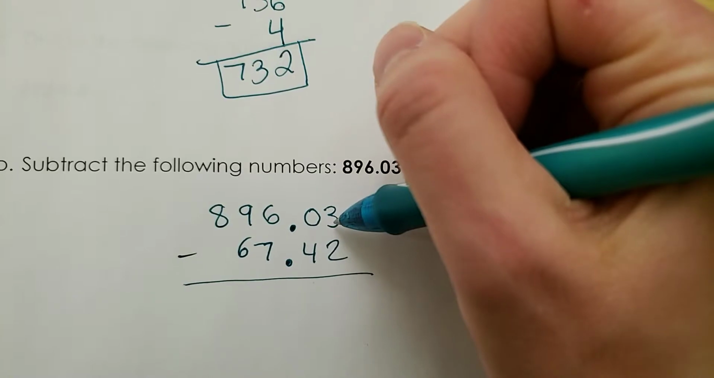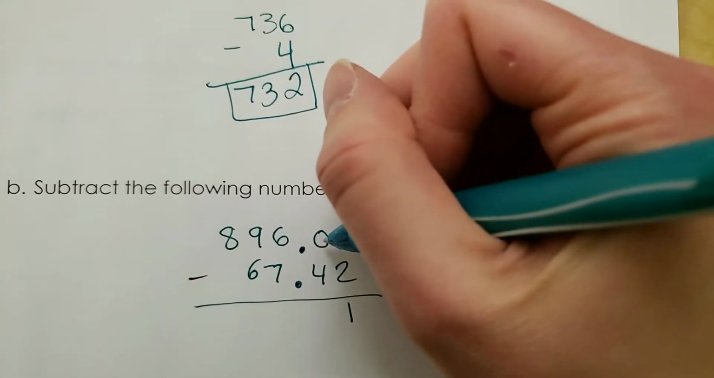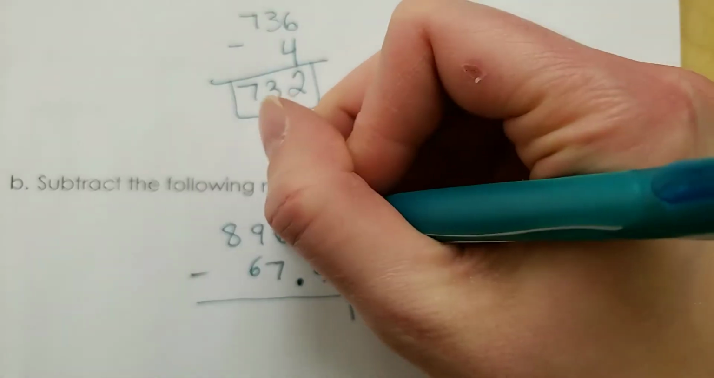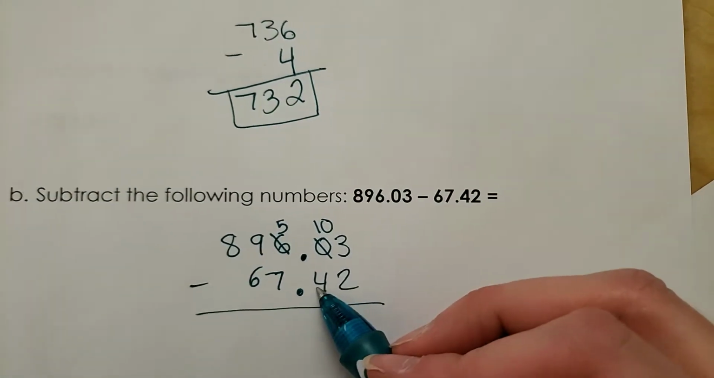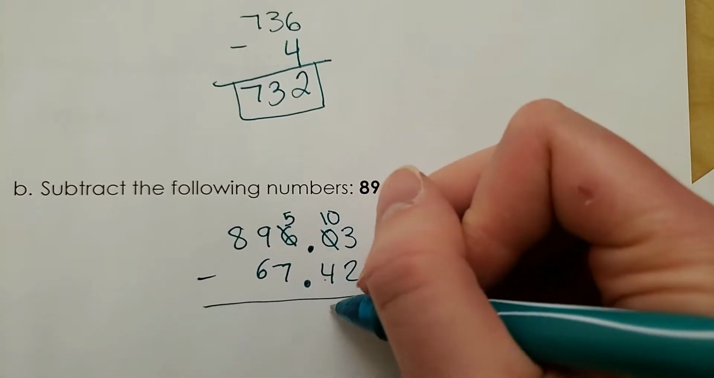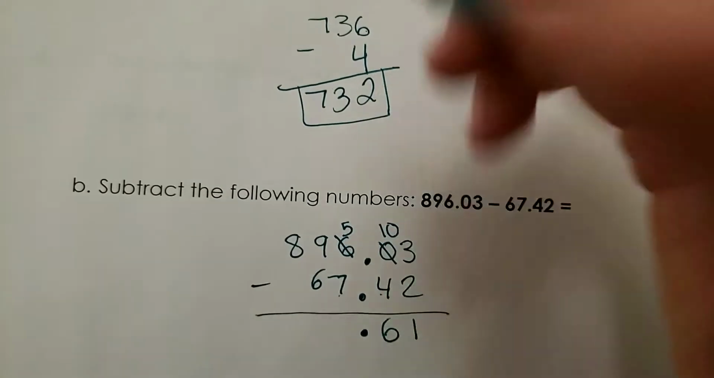So 2 can be taken away from 3, that's 1. 4 can't be taken away from 0, so we're going to turn it into a 10 by taking 1 from the 6, turning it into a 5. Now 10 minus 4 is 6. Put my button. 7, subtract 5, you can't do that.